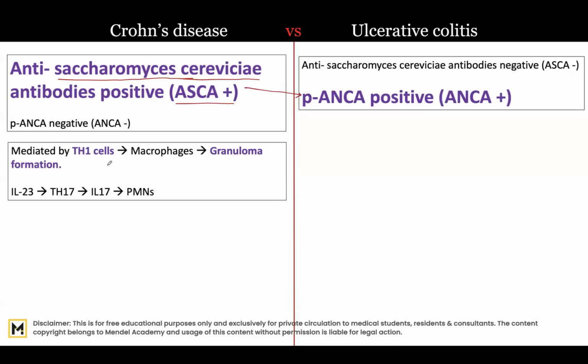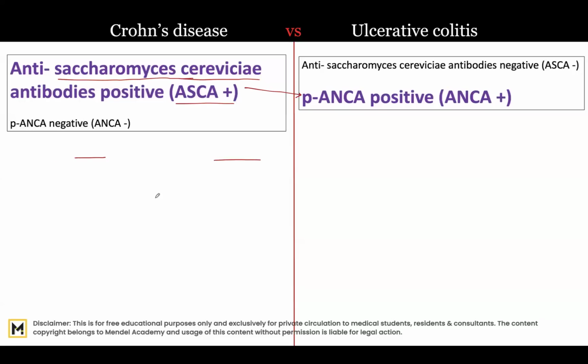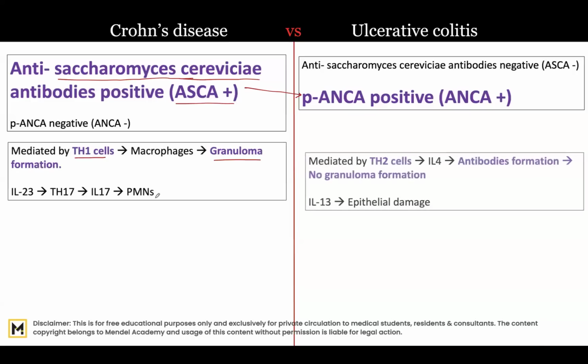Now, in Crohn's disease, the pathophysiology is mediated through Th1 cells, which activate the macrophages, and therefore what you see in Crohn's disease is a granuloma. Versus, if you look at ulcerative colitis, it is mediated by Th2 cells, which will lead to antibody formation, but there is no granuloma formation. So there is a basic difference. Crohn's will have granulomas most of the time, while ulcerative colitis is characterized by the formation of an ulcer.